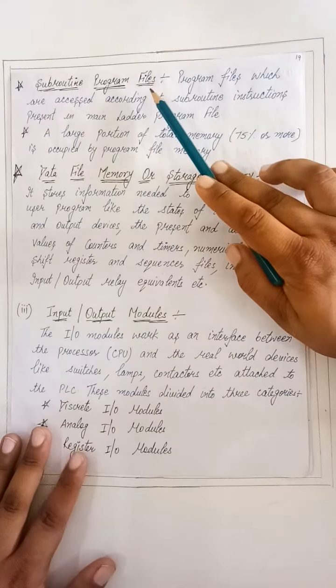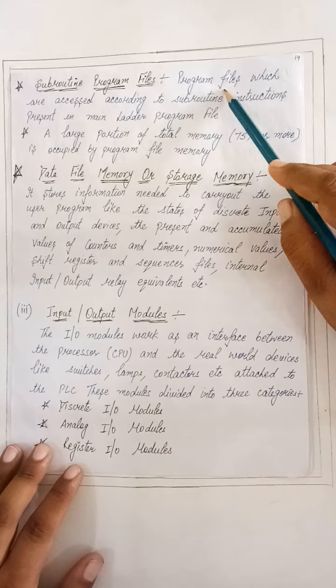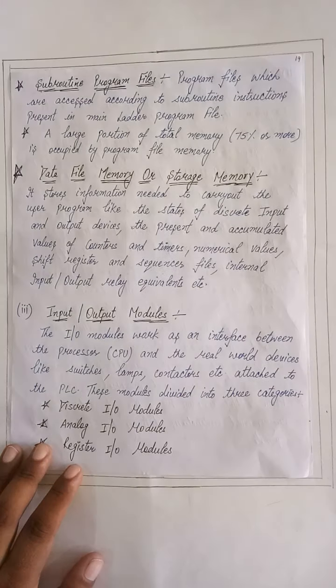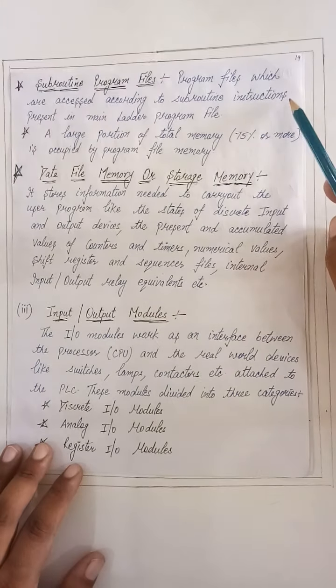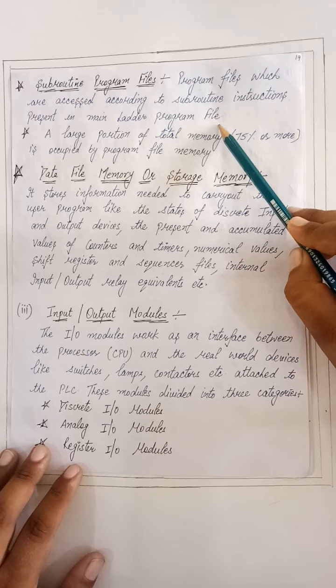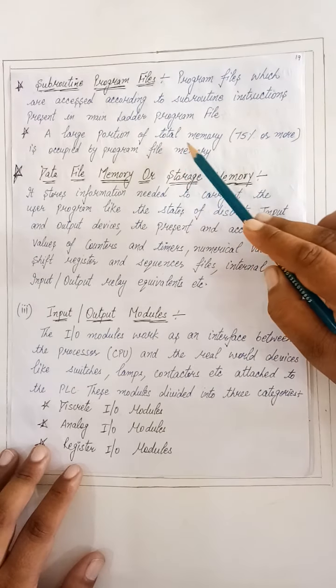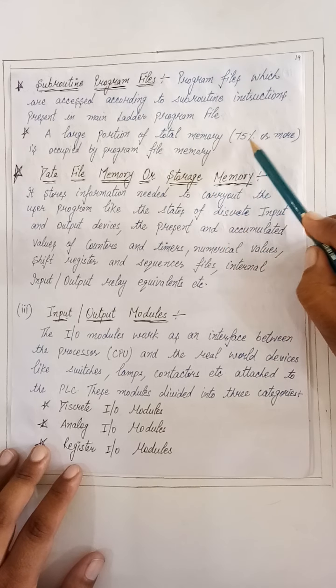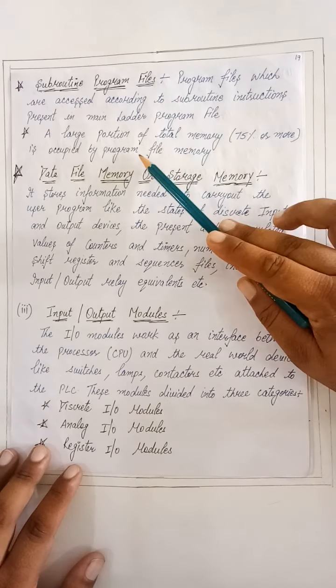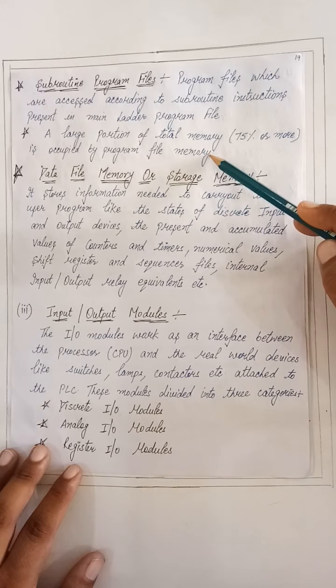Next are the subroutine program files. These are program files which are accessed according to the subroutine instructions present in the main ladder program file. A large portion of total memory, approximately 75% or more, is occupied by the program file memory.